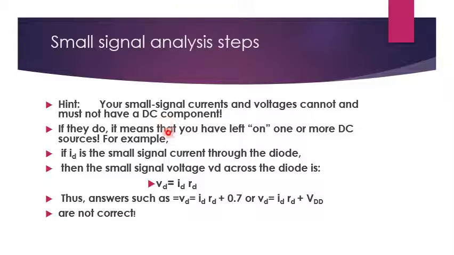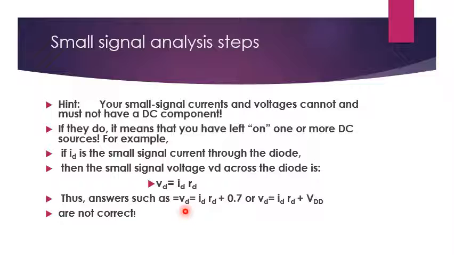So I'll come again from the beginning. Your small signal circuit and voltages cannot and must not have a DC component. That is the main condition. If they do, it means that you have left on one or more DC sources. For example, if ID is the small signal current through the diode, then the small signal voltage VD across the diode is VD equal to ID into RD, according to Ohm's law, V equals I into R.